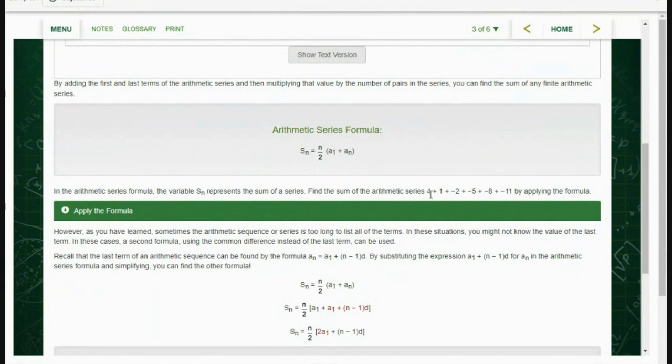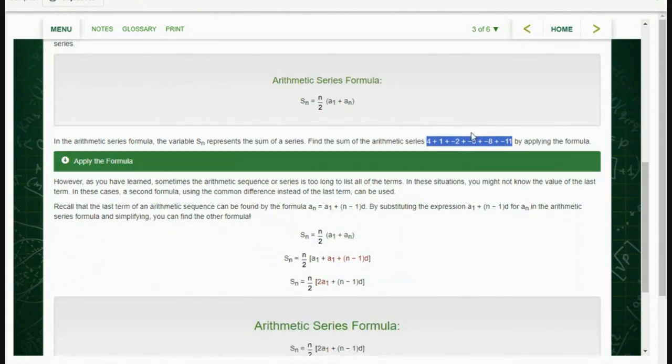So when they had that 4 and the negative 11, they had these 6 terms in their sequence. When we took the 4 and the negative 11, that was negative 7. And there's 6 terms, so we multiply by 3, and that gives us the total. Now, you can add all those up and double check it. 4 plus 1 is 5, plus negative 2 is 3, plus negative 5 is negative 2, plus negative 8 is negative 10, plus negative 11 is negative 21. So that's correct.